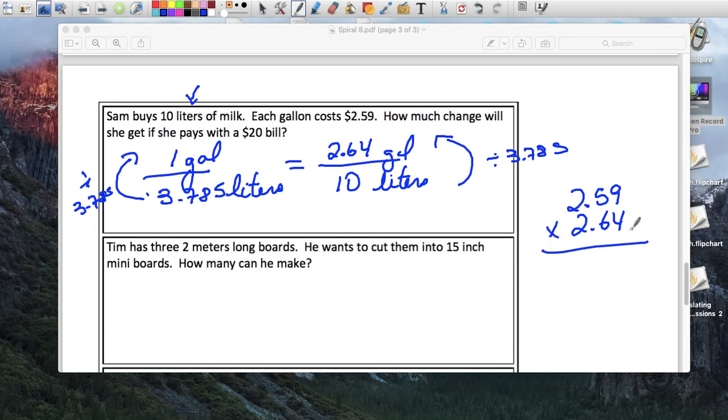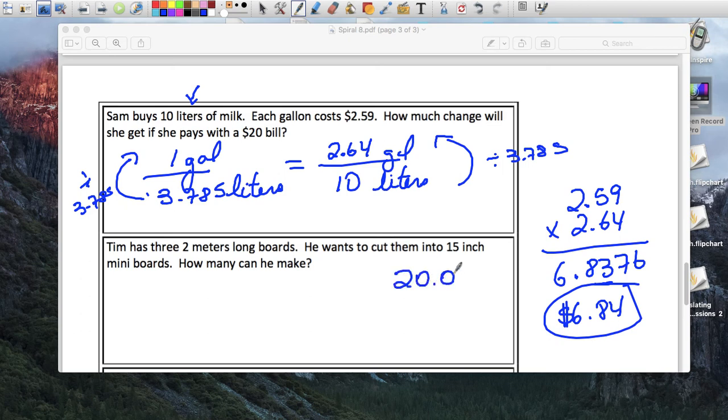So 2.59 times 2.64 is going to give you, and again, rounded money-wise, the actual answer is 6.8376. We're going with money, so we're going to round this to the nearest hundredth, $6.84. I'm still not done with the problem. That's how much I'm going to pay for my milk, but I'm going to give the cashier a $20 bill. So if I give the cashier $20 and I'm going to be charged $6.84, how much change will I expect? I'm going to expect $13.16. So that's my final answer here. Okay.